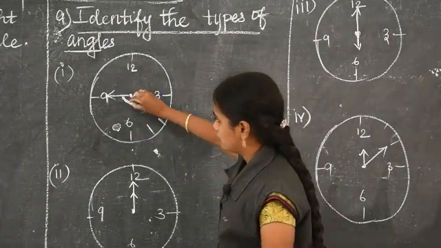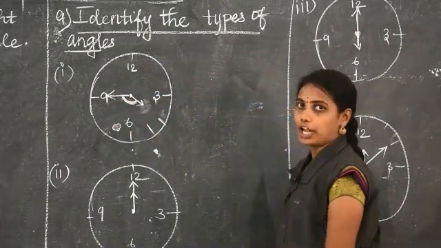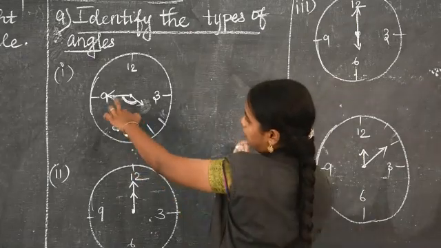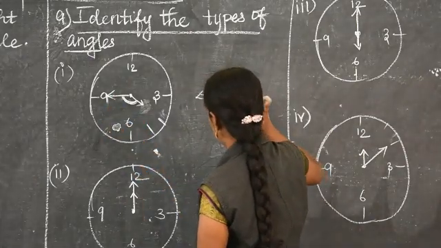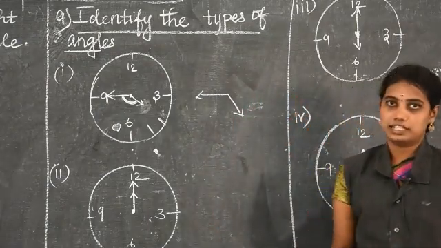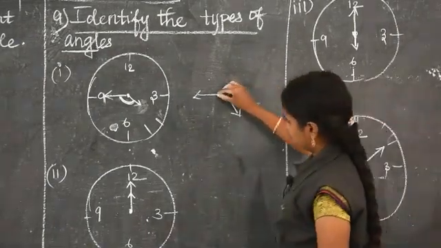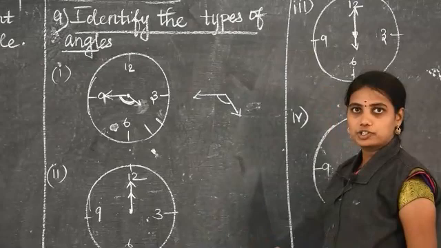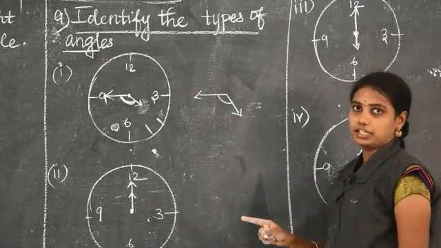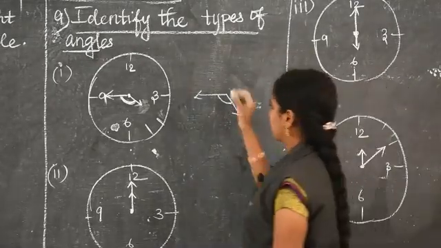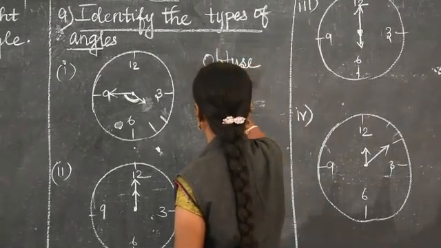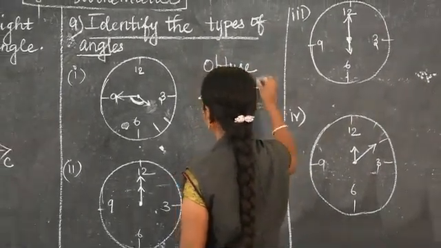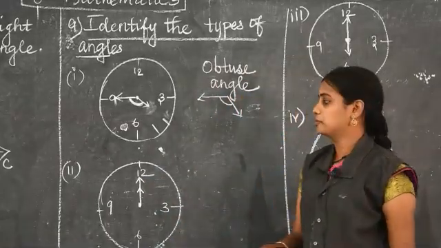3:45 is the time. So is the angle acute or obtuse? You can see that. The angle is like this. So it's not an acute angle. It is an obtuse angle. Yes or no? It is an obtuse angle.